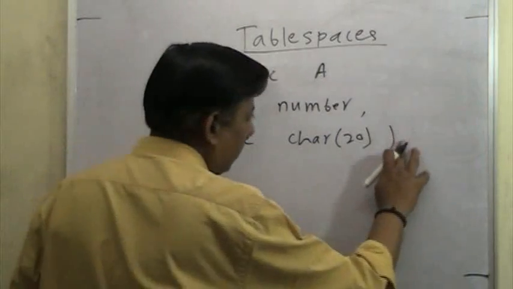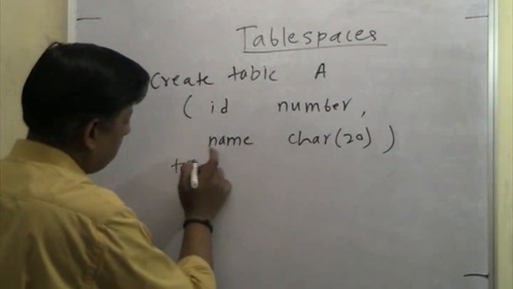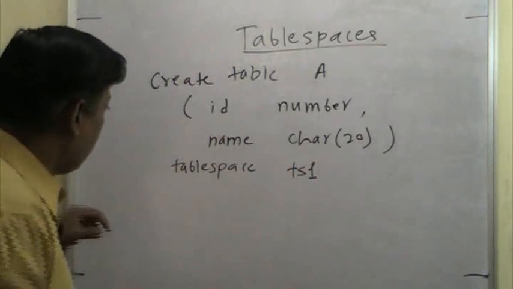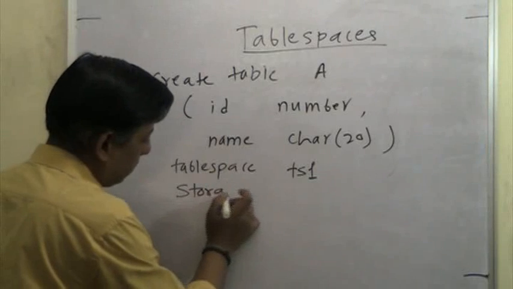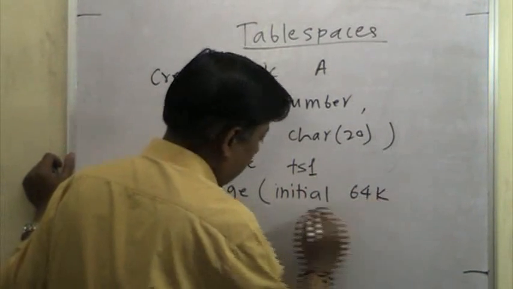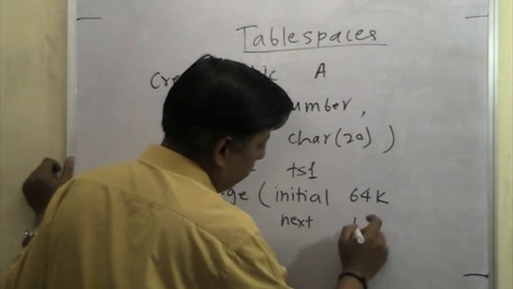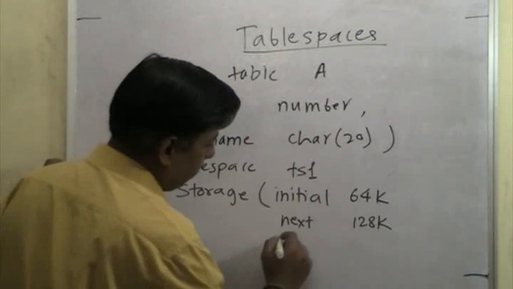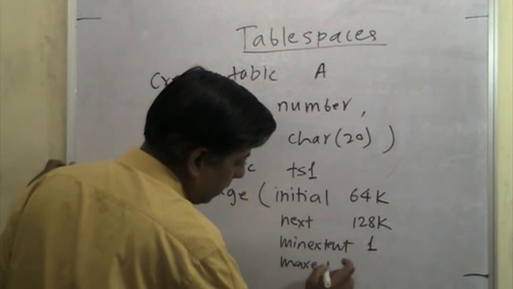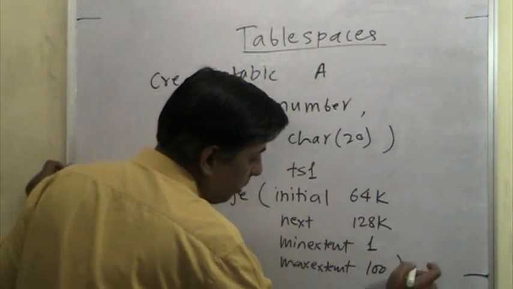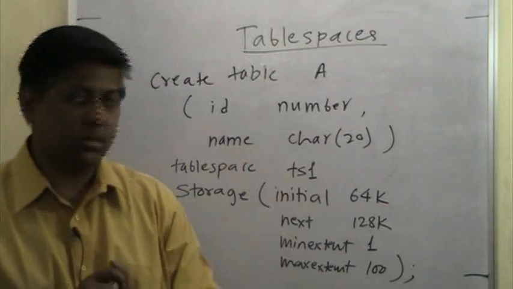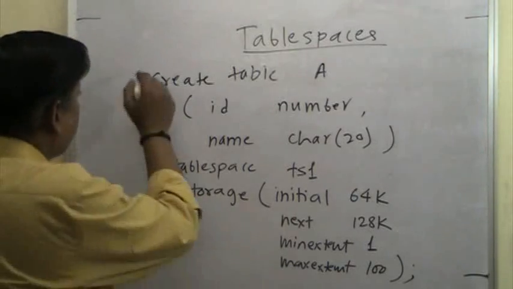Now I'm going to add certain other things to that. I'm going to say table space TS1. That is the name of the table space there, TS1. And then I'm going to add one more thing called storage. Storage is initial, let us say 64K. Next is, let us say, 128K, and min extents is 1, max extents is 100, and then close parenthesis and semicolon. So this is what a table creation syntax is from the DBA's point of view. This is something all of us know till this point.